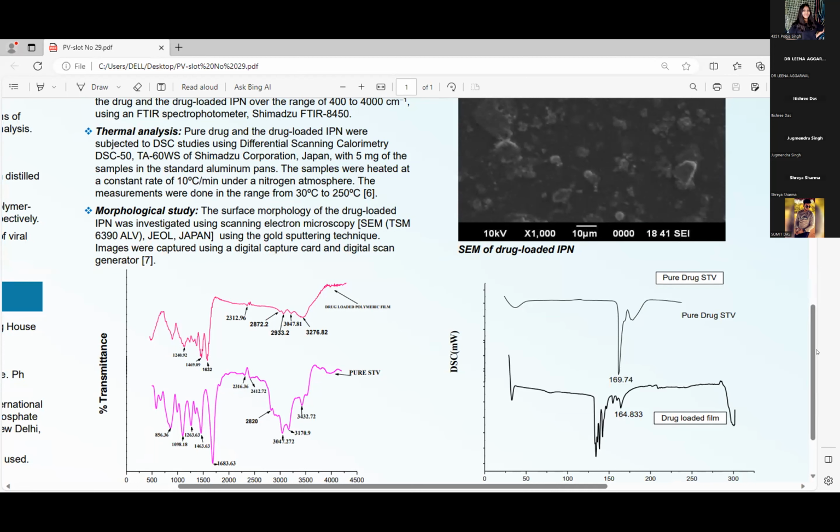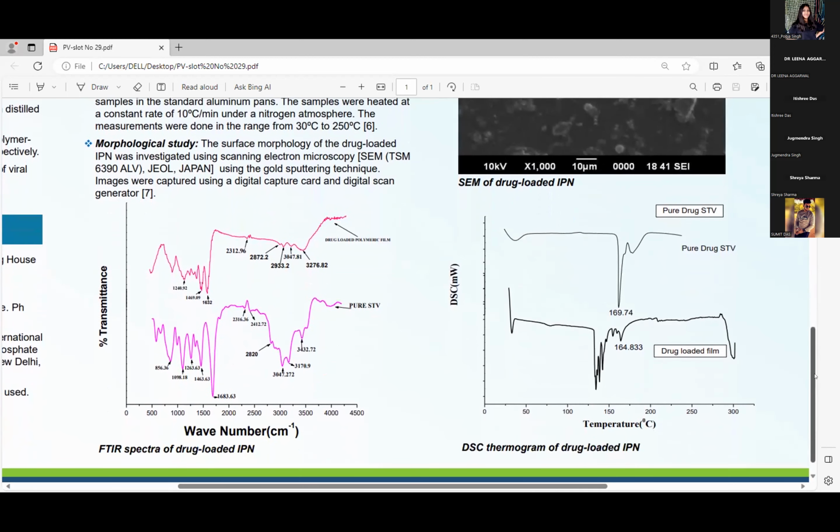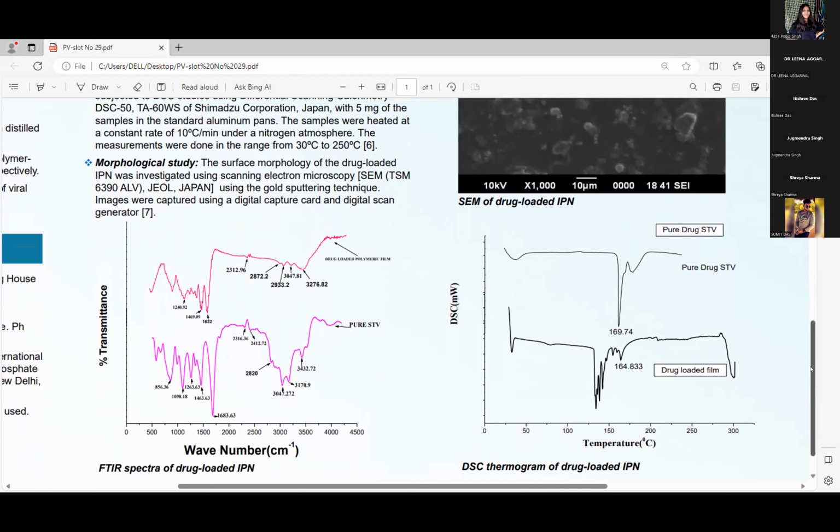Next, I performed the DSC. Why? To know the thermostability of the drug loaded IPN, and I found that the peaks have very little difference between them, which also confirms that there is no interaction between the drug and polymer, meaning the drug is appropriately incorporated in the IPN.